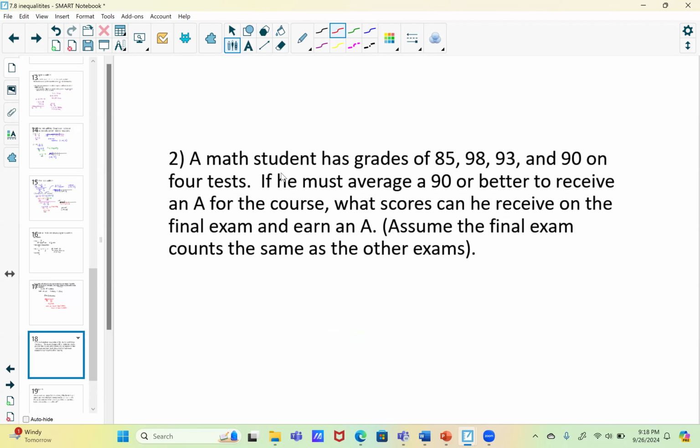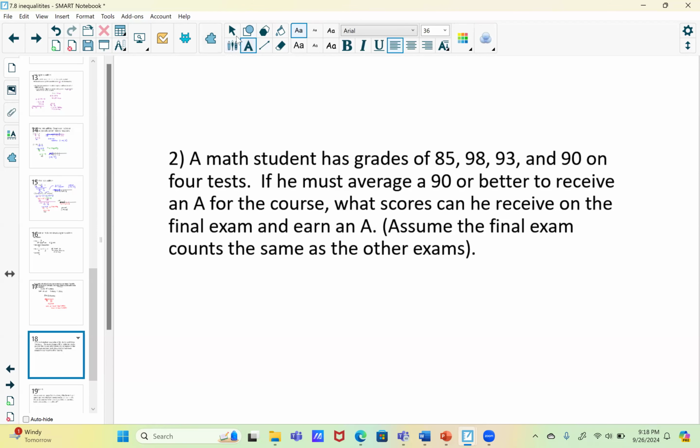Okay, so another one. A math student has grades of 85, 98, 93, and 90 on all 4 tests. If he must average a 90 or better to receive an A for the exam, what scores can he receive on the final exam and earn an A? And we're assuming that the final exam accounts the same as the other exams.